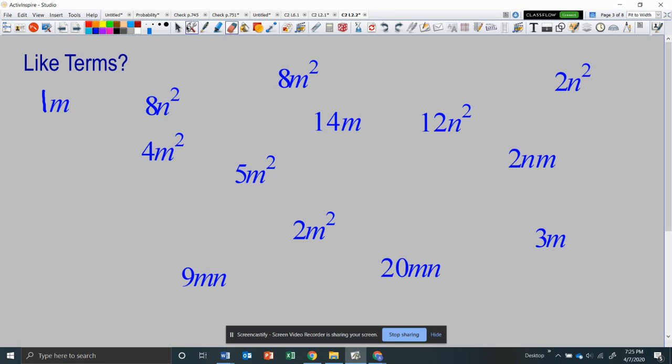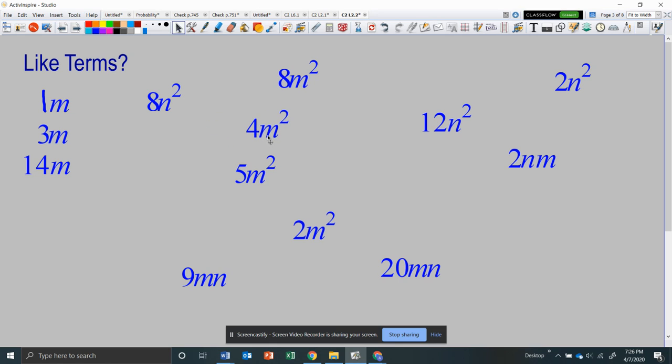So they're not really like each other, even though they have that same base of 4. So I'm looking for like terms. Like terms, like terms. Oh, here's one. I have a 1m and a 3m. Do you see any other ones? Yep. There's a 14m. Are there any other ones? I think that might be it. Okay, let's try this one. 8n squared. That's to the second power, but it's not an n. I need an n. I'm looking. Oh, there we go. 12n squared. And here's another one. 2n squared. Those are all like terms.